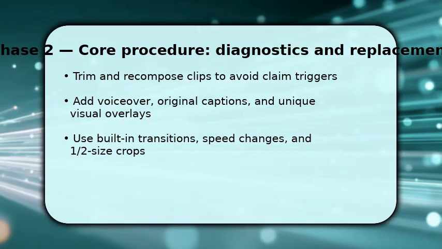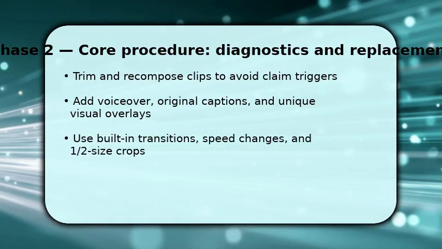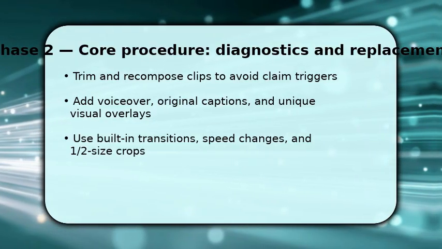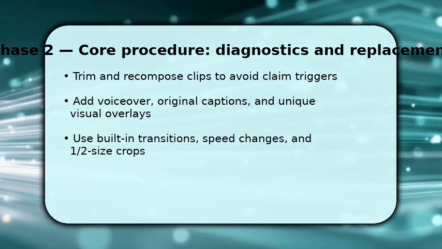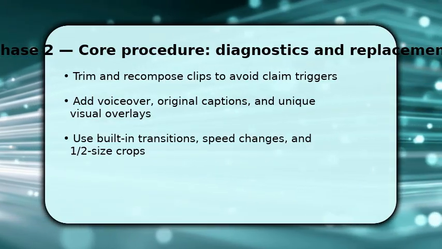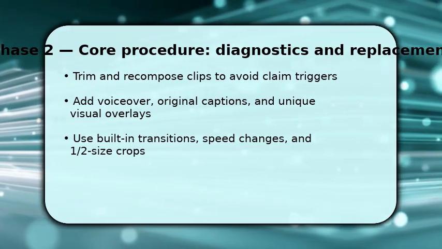Changing speed, recontextualizing, and adding new narration reduces claim risk. Start by trimming to unique moments and layering a voiceover that explains or comments. This creates new meaning, which helps fair use arguments. Then add original captions, logos, and motion overlays. These make the short distinct.